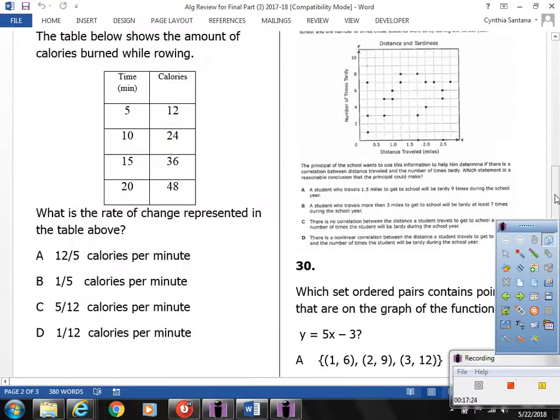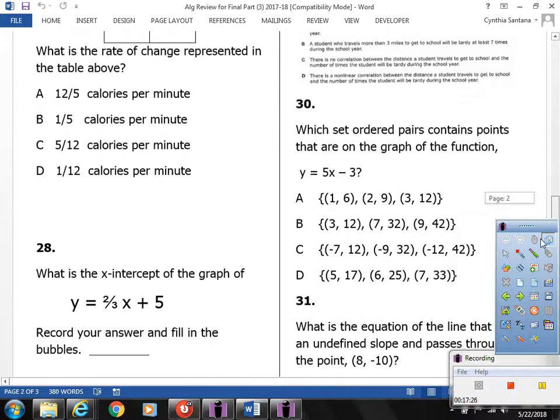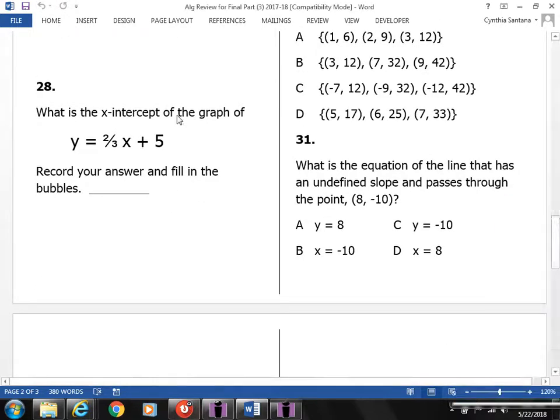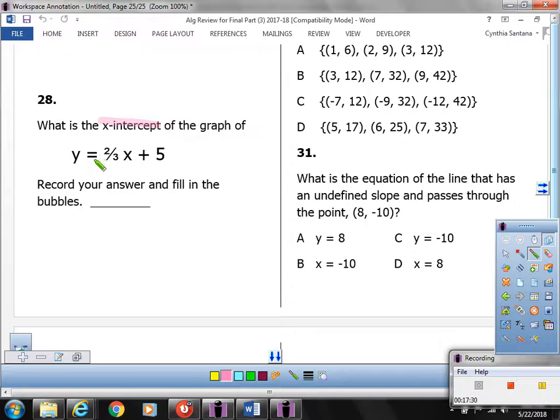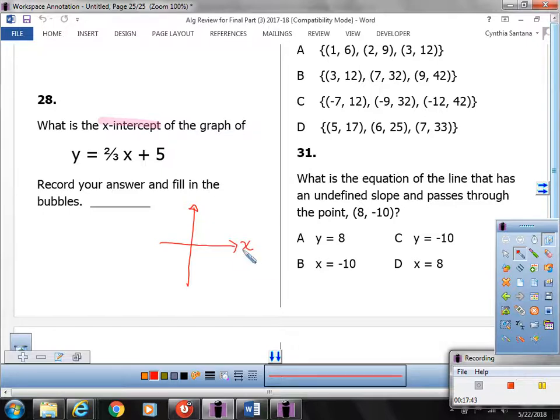Alright, so next question is number 28. It says, what is the x-intercept of the graph of y equals 2/3 x plus 5? Alright, so x-intercept, I know what that means, and I hope you do too by now. It has to do where it crosses the x-axis. So this is a picture of what's going to be a linear function, mx plus b. So somewhere it's going to cross my x-axis, and that's the number I'm looking for.